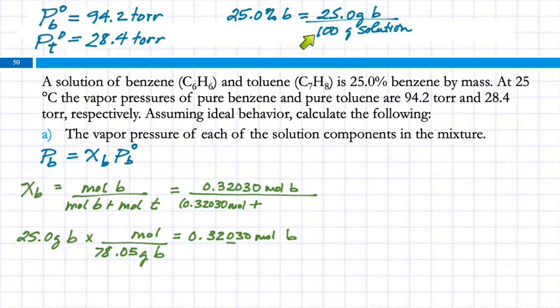If I have 100 grams of solution and 25 grams are benzene, the rest of it has to be toluene, right? So 100 grams minus 25 grams is 75 grams. So the rest of it's toluene. That's a little detail that a student's brain during an exam is most likely going to overlook, which then would make the problem really hard.